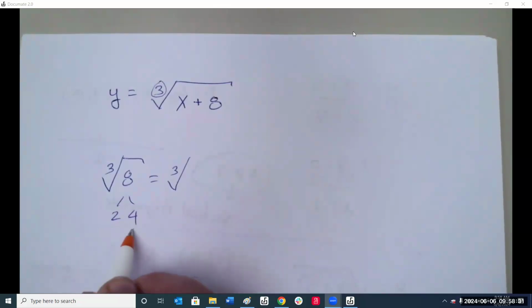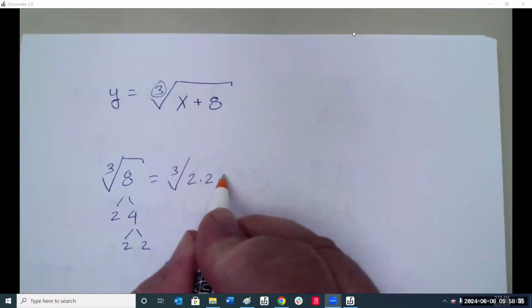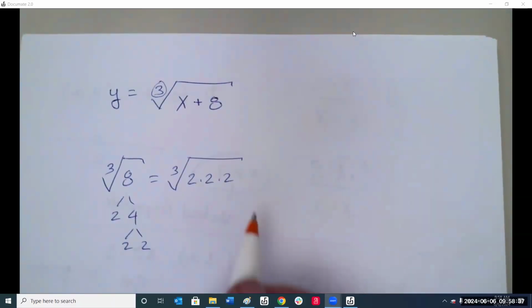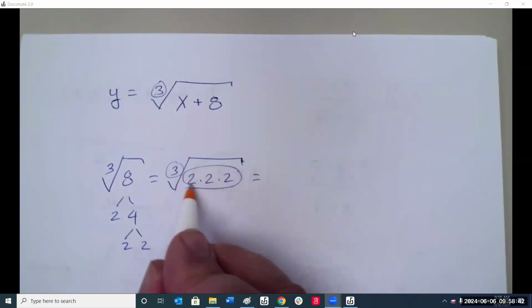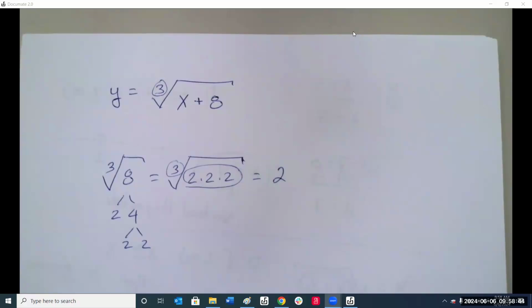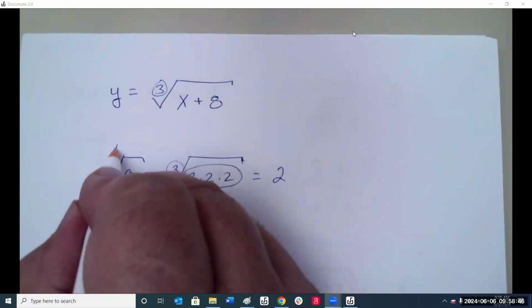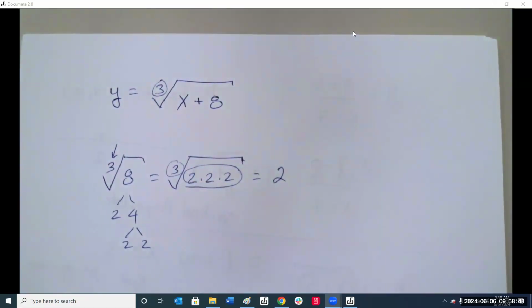2 times 4, which is 2 times 2 times 2. So the cube root of 8, since it occurs 3 times, is 2. The root tells us we need 3 of a kind now. Since we have 3 2s, I can take it out.